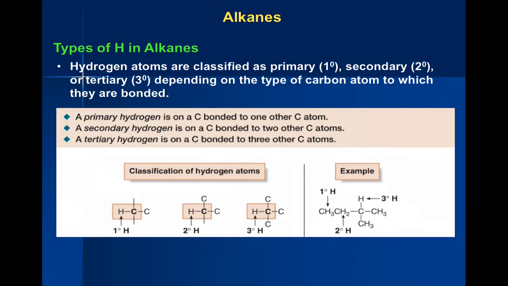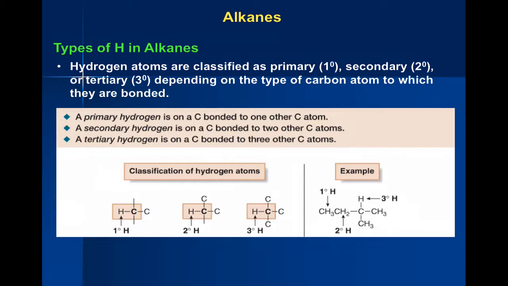You also need to know that there are different types of hydrogen. Wait a second, hydrogen can only have one bond. So aren't all hydrogens the same? No. It depends on what that hydrogen is attached to. If that hydrogen is attached to a primary carbon, we call it a primary hydrogen. If it is attached to a secondary carbon, we call it a secondary hydrogen. If it is attached to a tertiary carbon, we call it a tertiary hydrogen. Notice what is absent. There is no such thing as a quaternary hydrogen.